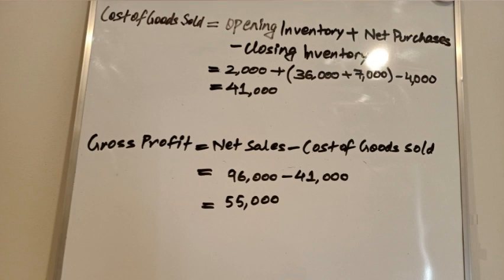Then gross profit is net sales minus cost of goods sold. Net sales is 96,000. Now freight outwards is an expense which comes in the income statement, not the trading statement. It comes after gross profit is calculated to calculate the net profit. So we have to do nothing for freight out 2,000. And gross profit would be 96,000 minus 41,000, which is 55,000.